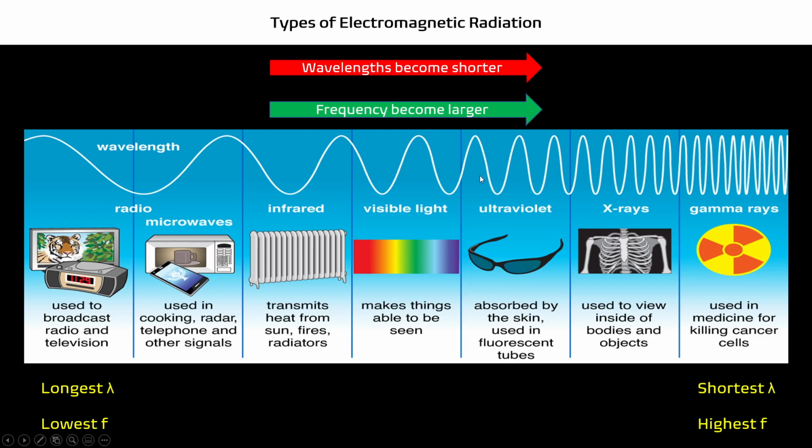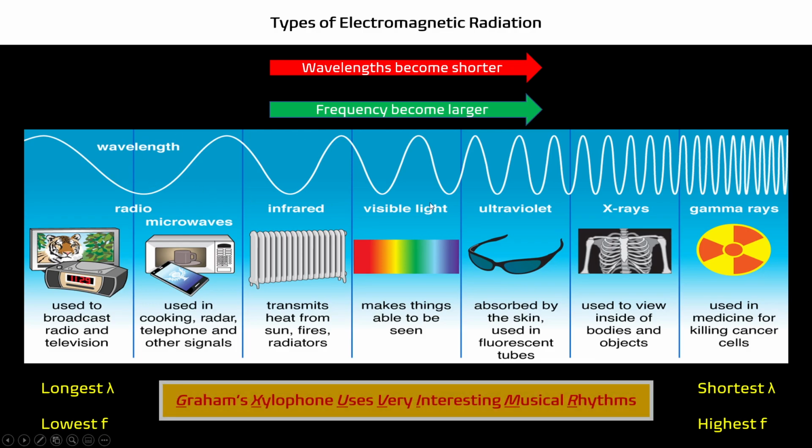So a good way to remember the order of your waves is by following this code below, which is: Graham's xylophone uses very interesting musical rhythms. If we take the underlined words from it, we can write all the rays in their order. It starts from gamma rays, G; X-rays, xylophone; uses, U for ultraviolet; V for visible light; I for infrared; M for microwaves; and R for radio waves.